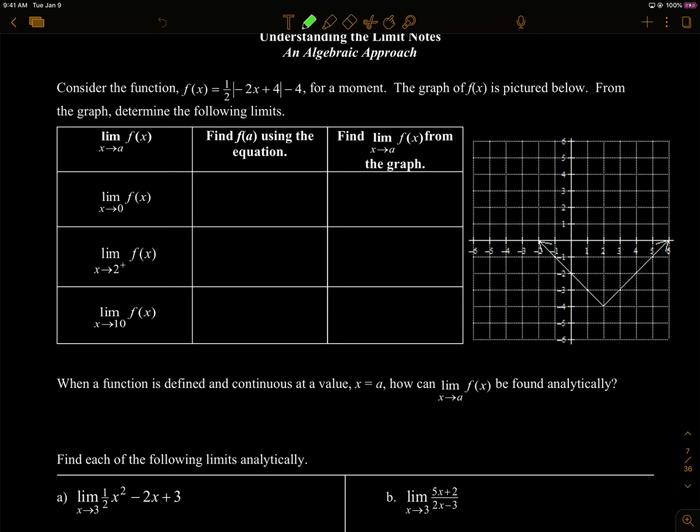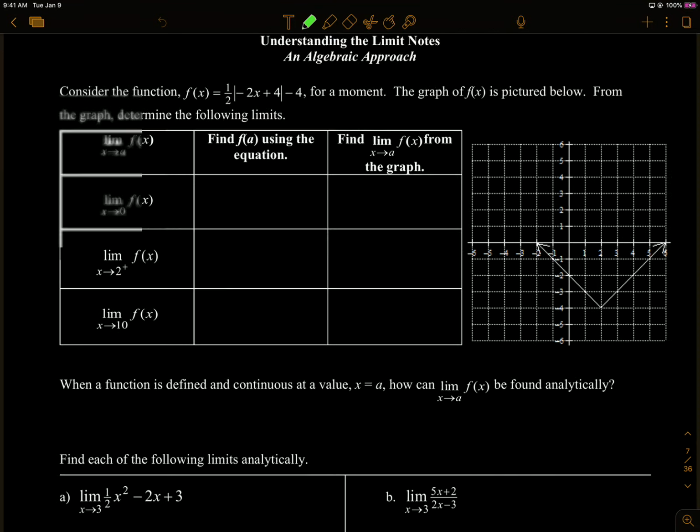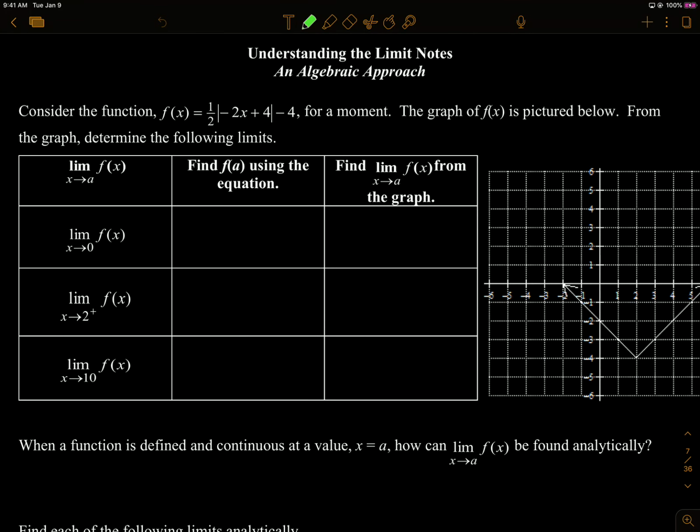Okay, so now we're going to look at how we find the limit if we don't have the graph. We're going to start by looking at a graph and then try to figure out a method to do it without the graph. So we're going to consider this function. By the end of today, you should be able to do the limit just by seeing the function, and you won't need the graph over here. But we're going to start off by looking at the graph and comparing.